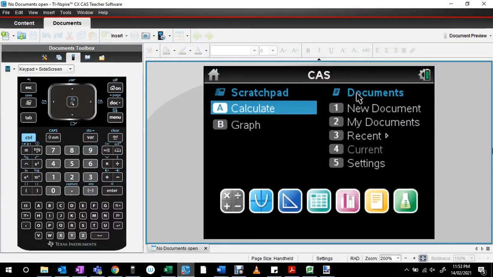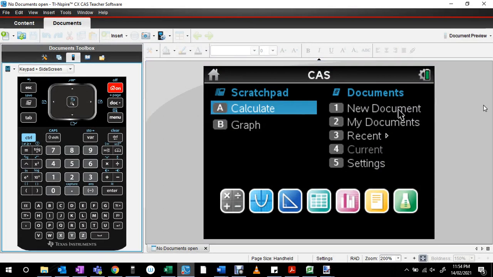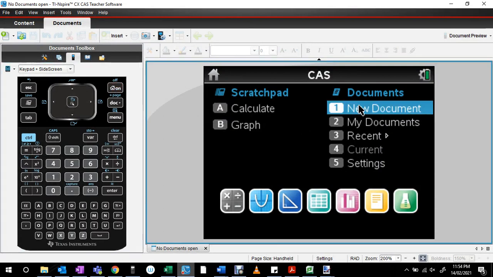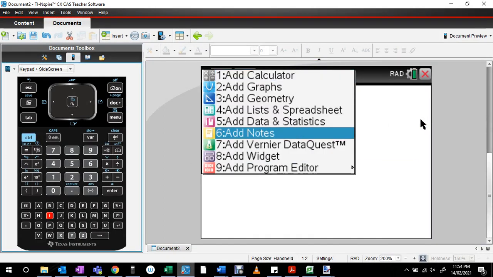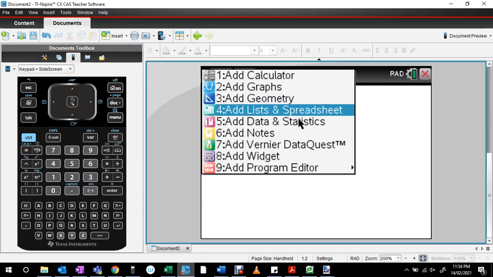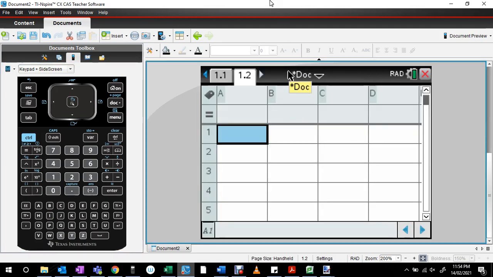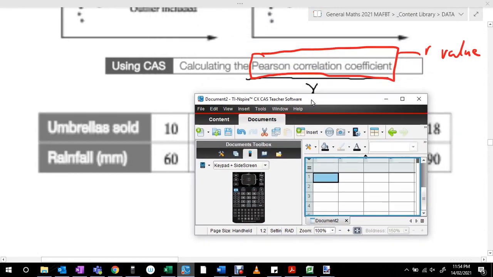So we need to get a CAS for this. On your CAS, go to new document, or press the home button if you're not there. New document. If this happens, just press Control I. And then we're going to go to lists and spreadsheets. On your graph, you're going to have two columns.